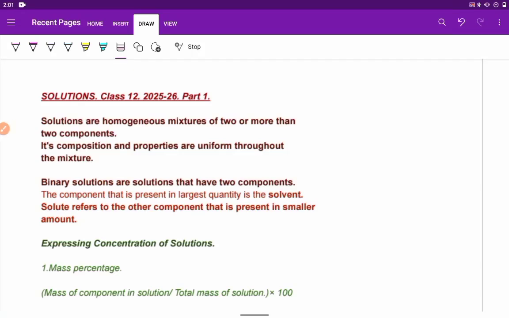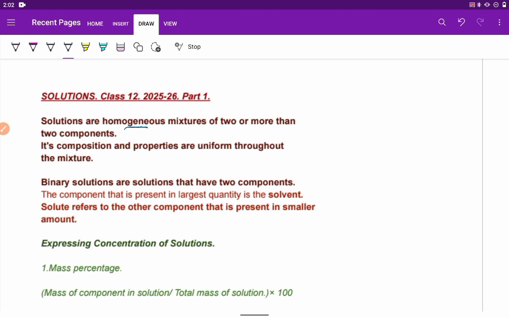Today we will deal with the topic solutions. This is for class 12 and we are discussing it today for 2025-26, and this is part 1 of the topic. First of all, let us see what are solutions. Solutions are homogeneous mixtures of two or more than two components. Its composition and properties are uniform throughout the mixture. So all over the mixture we will get same composition and similar properties.